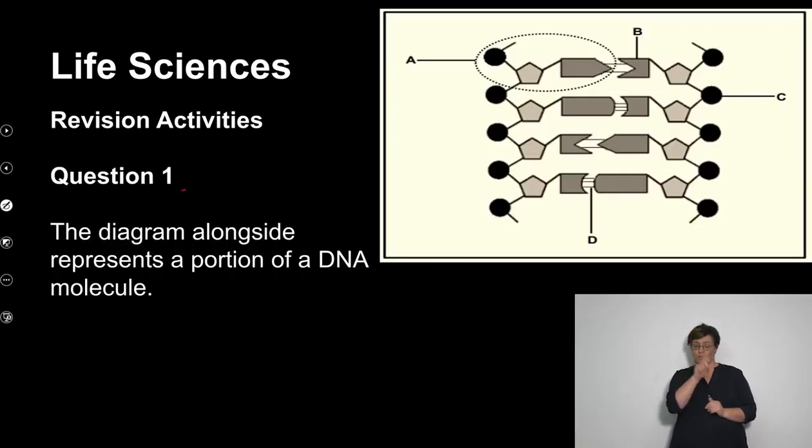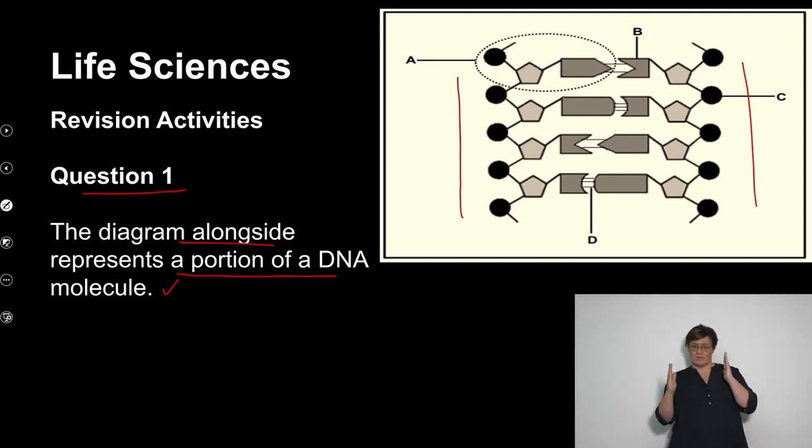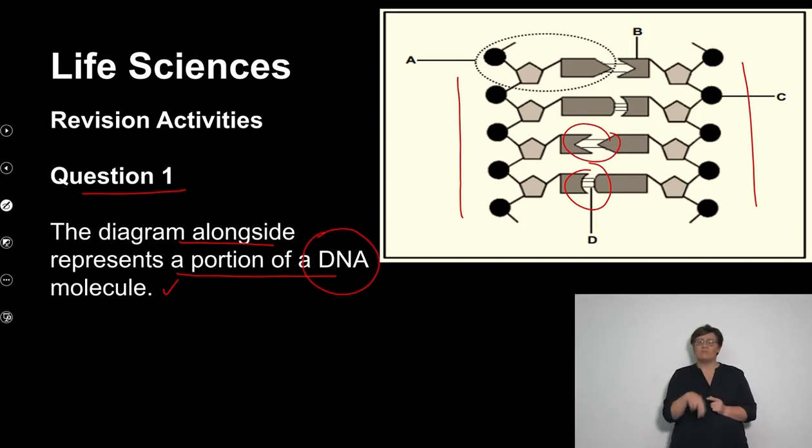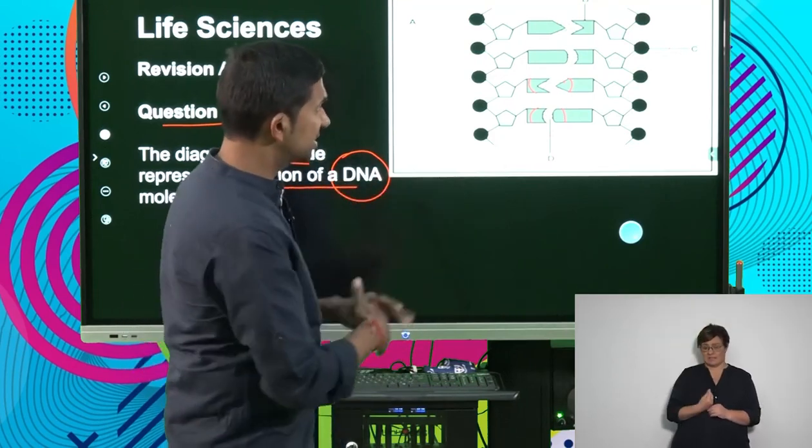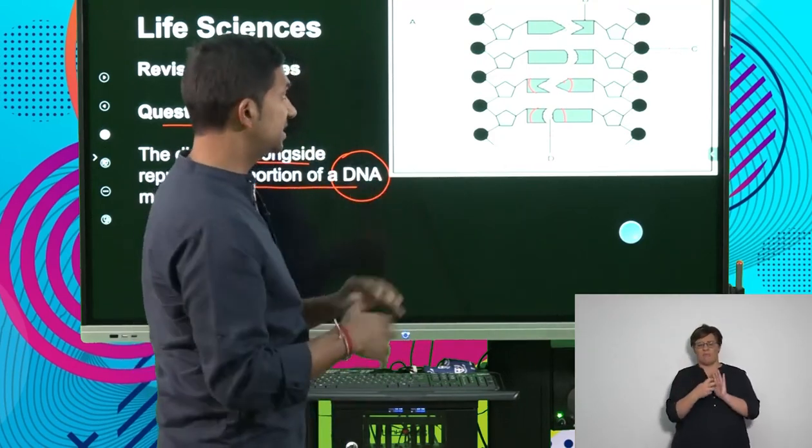So the first question, if we look at it, the diagram alongside represents a portion of a DNA molecule. So it tells us that it's a portion of a DNA molecule. If we look at it, we can clearly see that it's got two strands on either end, and there's some base pairing that's occurring right here in the middle. So we do know that it is DNA as it's mentioned in the question, so we don't have to figure out whether it's DNA undergoing a process we refer to later on as protein synthesis. So this is just a simple DNA molecule where we see it's double-stranded.